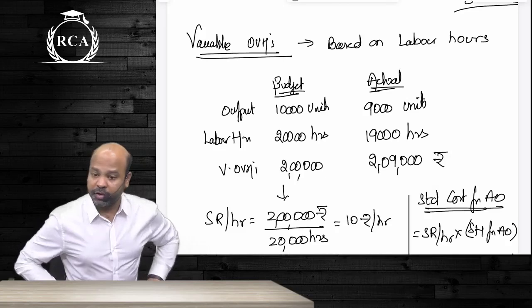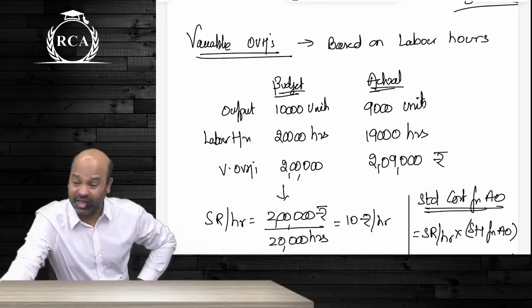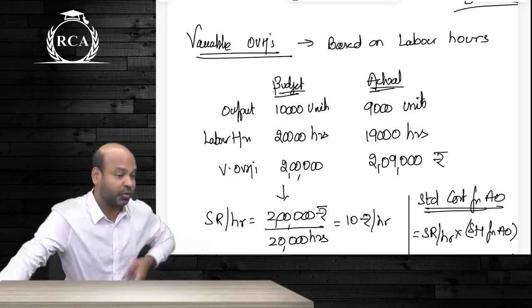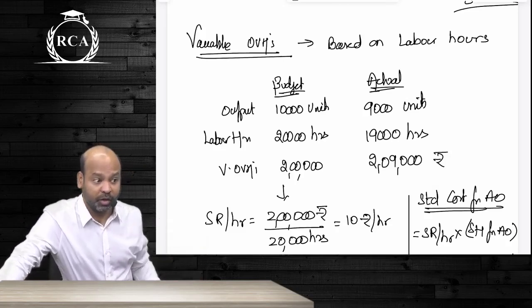Your overall variable overhead variance is segregated into variable overhead efficiency variance and expenditure variance. Not volume, that is for fixed overhead. Variable overhead efficiency variance and expenditure variance.